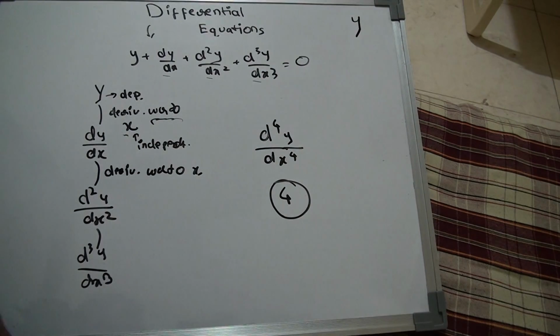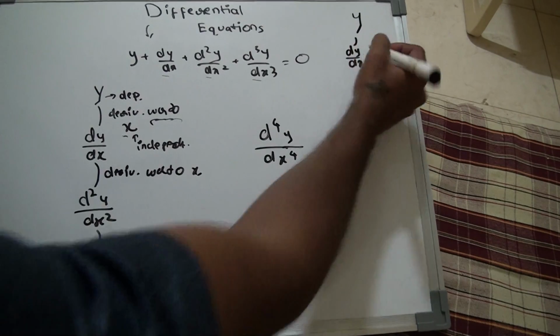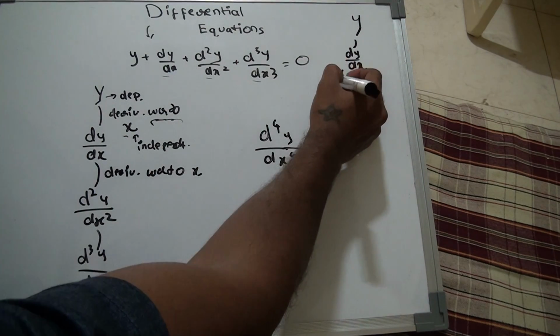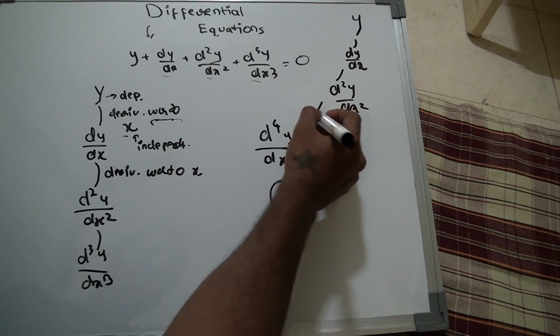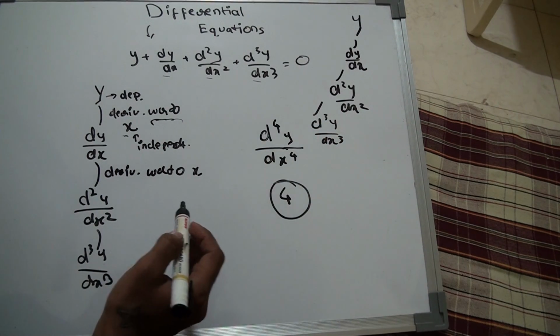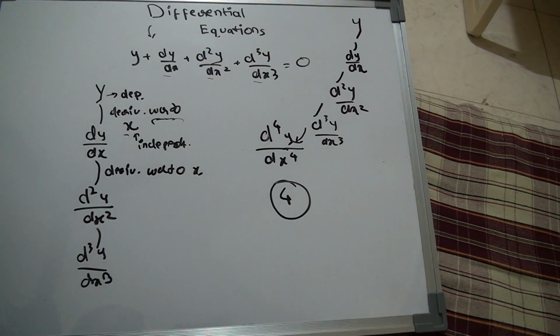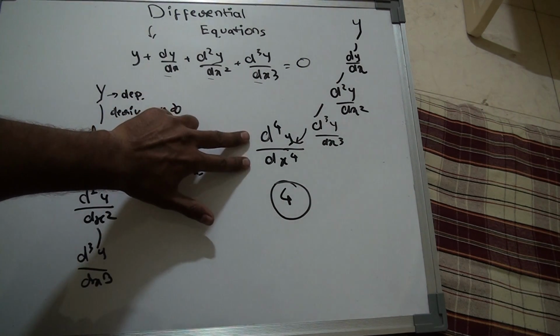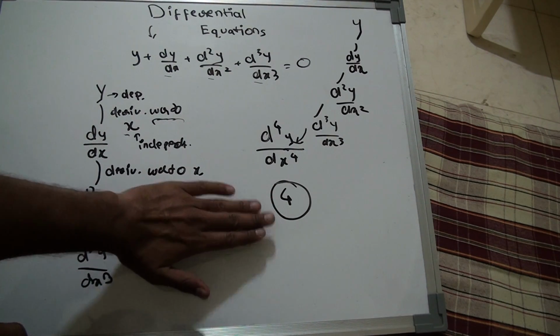You had a normal variable y. You took its derivative once to get dy by dx. Then you take its derivative again to get d2y by dx square. You take its derivative again to get d cube y upon dx cube, and then you take its derivative once again in order to get d4y upon dx raised to 4. So by directly giving you one derivative, you can now answer how many times the derivative has been taken.